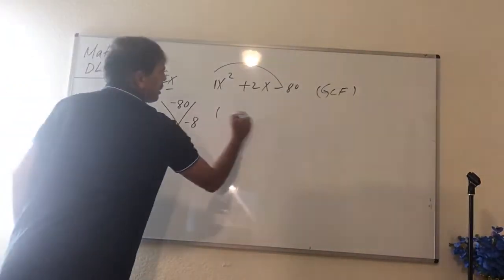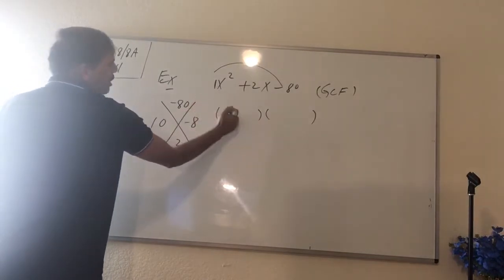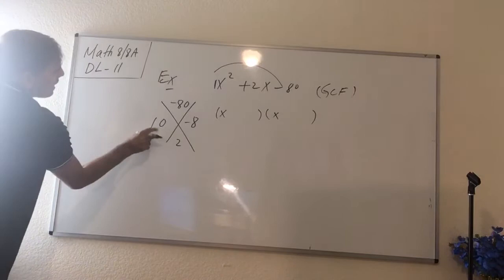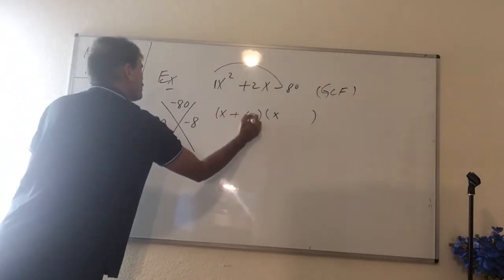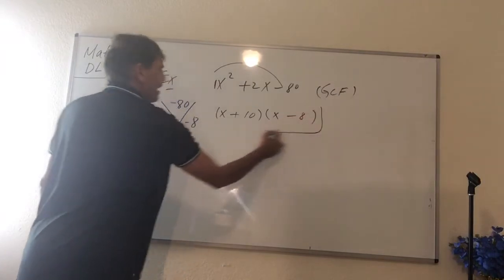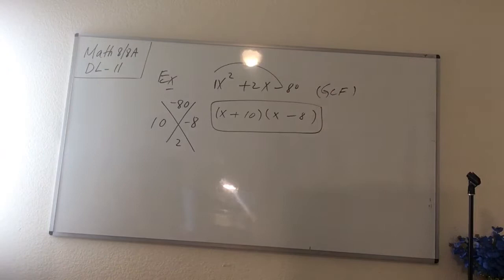How do you write the answer? Write two parentheses. When you multiply x times x, that's going to be x squared. Then you copy these numbers: the first factor is positive 10, the second factor is negative 8, and that's the answer. Done. Simple, but make sure you review your multiplication a little bit.